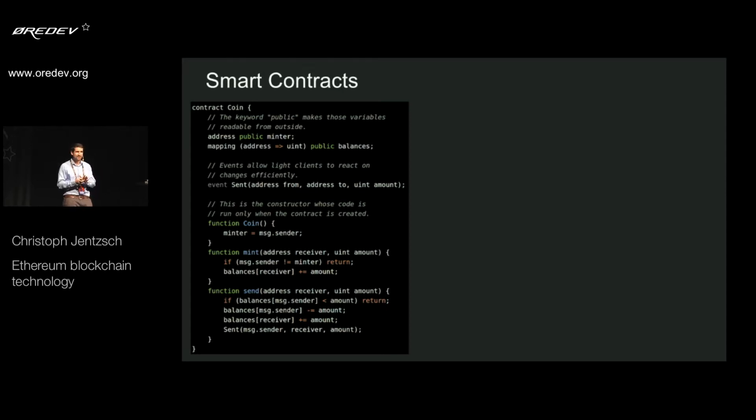A smart contract is not something very complicated, big and huge, of thousands of lines of code. Usually it's about 20 to 100 lines of code. The big ones, 200, 300. And this is just one very simple example of a smart contract implementing a coin.